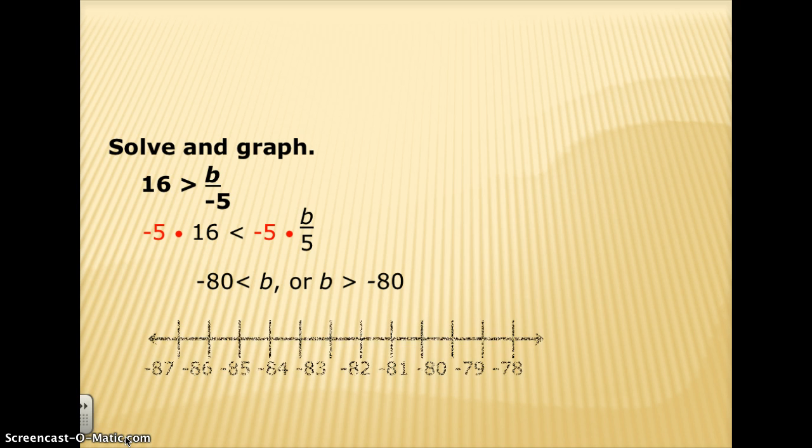Solve and graph. 16 is greater than b divided by negative 5. This is another example of having to multiply or divide by a negative. We have to multiply both sides by negative 5, so again we flip the sign. Negative 80 is less than b, or b is greater than negative 80. Starting at negative 80 with an open circle, arrow to the right.